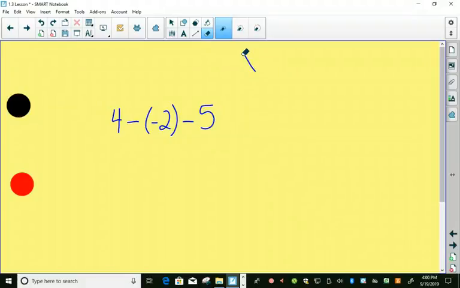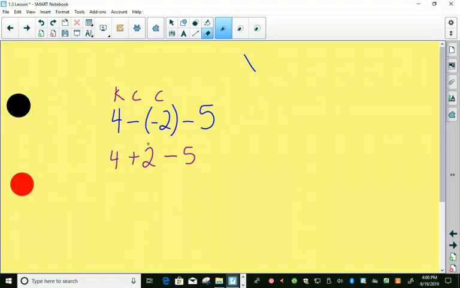So if I look at this, 4 minus negative 2, I can go ahead and change that first subtraction problem. So it's going to stay as 4 plus, subtraction changes to addition. Negative 2 is going to change to the opposite, which is 2, and I still have minus 5. Now I still have a subtraction sign, so before I actually continue, I want to get everything addition first, and this is where it can really help you sometimes.